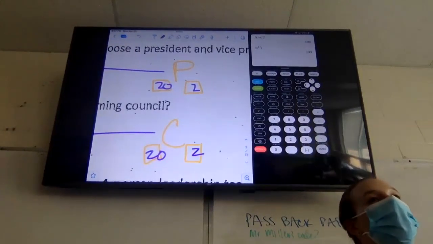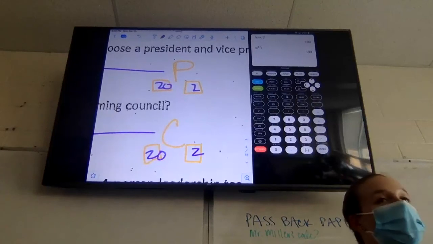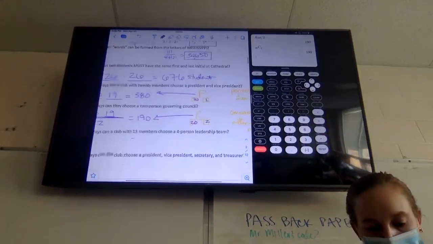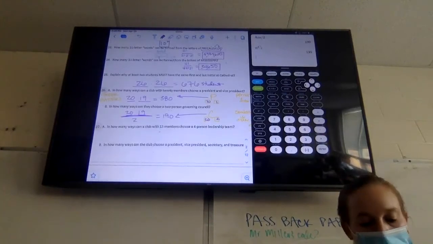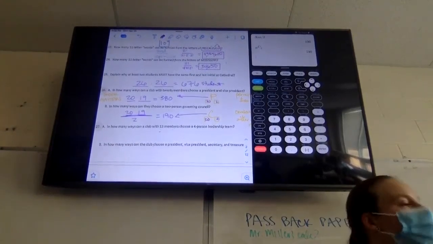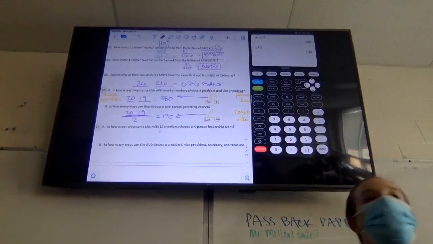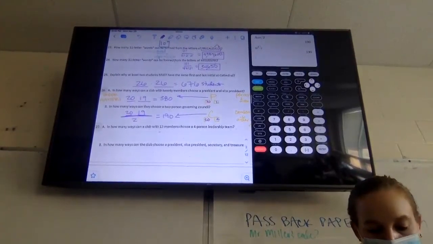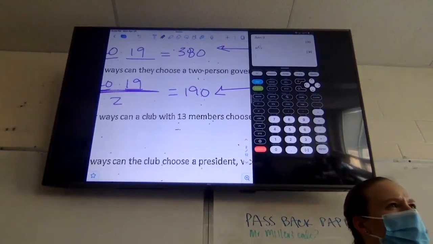All right, I've got 2 more questions, so we have to decide which one's permutation, which one's combination. Are you ready for the last 2? Okay. The first one, letter A, says, in how many ways can a club with 13 members choose a 4-person leadership team? That's a combination. Very good. Because it doesn't matter what order they're picked in. They're just a leadership team, so it doesn't matter. So I'm going to use, is it P or C? Which one do I use?